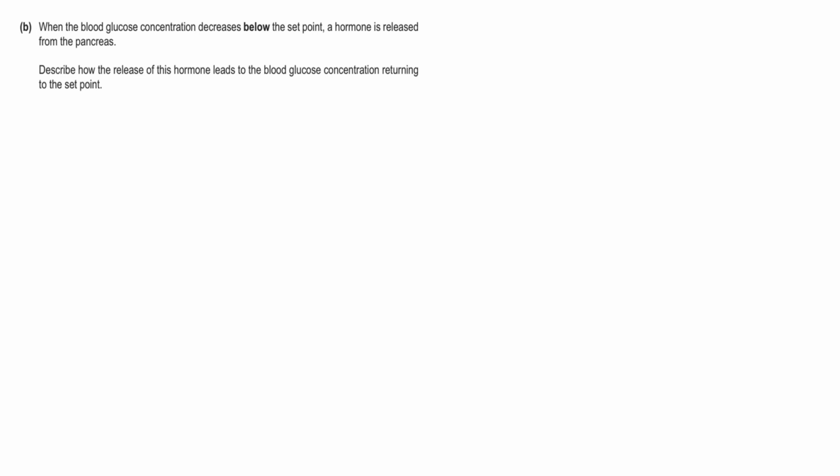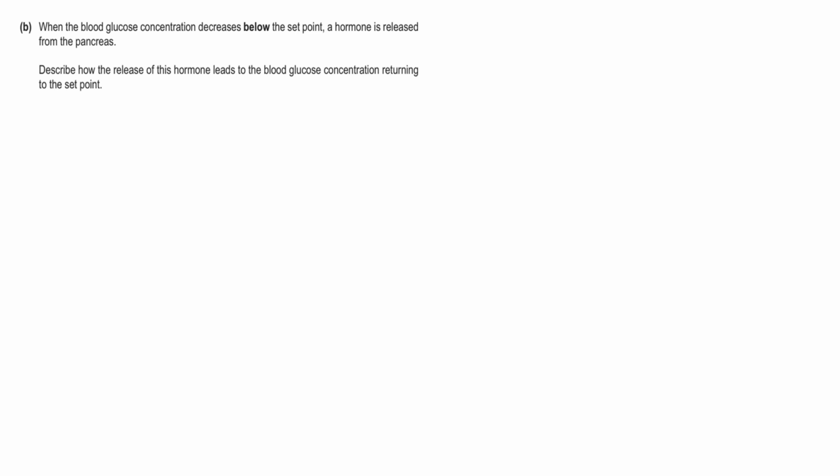For letter B, when the blood glucose concentration decreases below the set point, a hormone is released from the pancreas. Describe how the release of this hormone leads to the blood glucose concentration returning to the set point. How come? Blood glucose concentration decreases when we are fasting for a long period of time. It may reach below 70 milligram per 100 ml of blood.